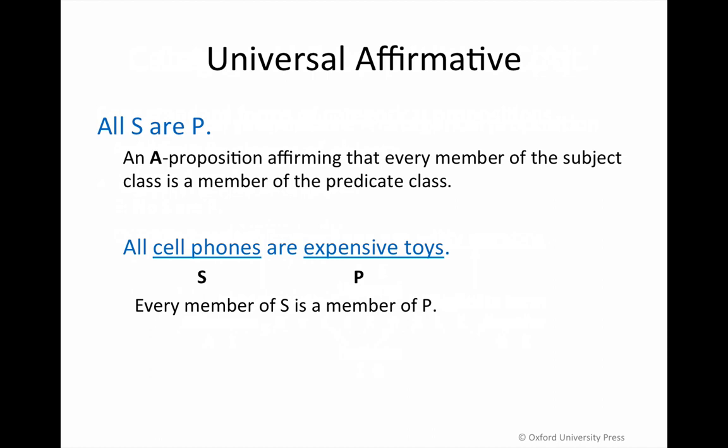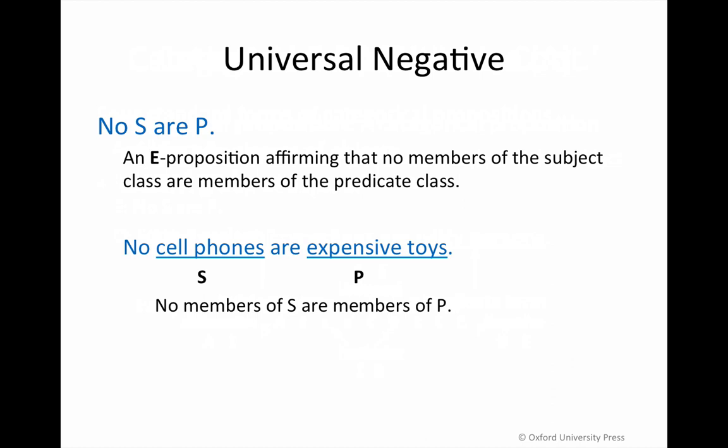Universal affirmative, all S are P. That's an A proposition or an A claim. It affirms that every member of the S class is a member of the P class. Another way we're going to think about this is in terms of distribution, which is to say the S class is distributed into the P class. Universal negative asserts that there is not even one member of the S class that is a member of the P class. And by the way, the converse is true. Remember that language, or file it away because it'll come up later. So we'd say that the S and the P classes are mutually exclusive in the universal negative claim.